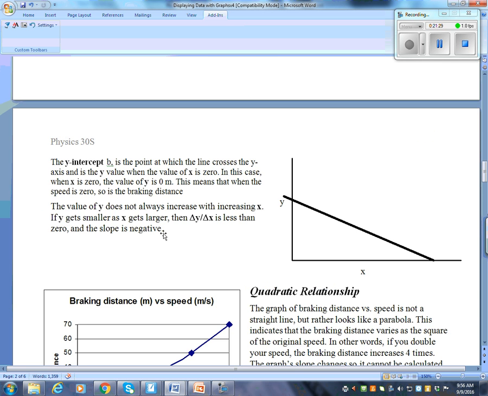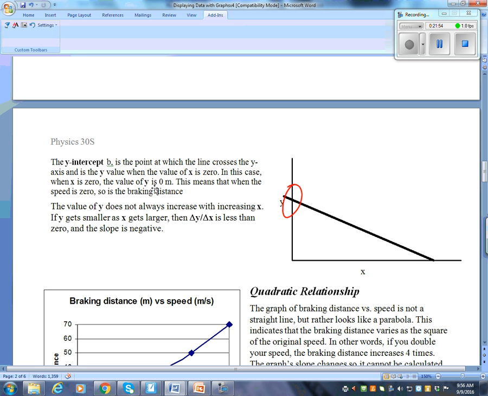Okay, now what about the y-intercept? What is the y-intercept? Do you remember? It's the point at which the line crosses the y-axis, and it is the y value when the value of x is 0. It's this point right there. It's the y value when x is 0. In this case, when x is 0, the value of y is 0.